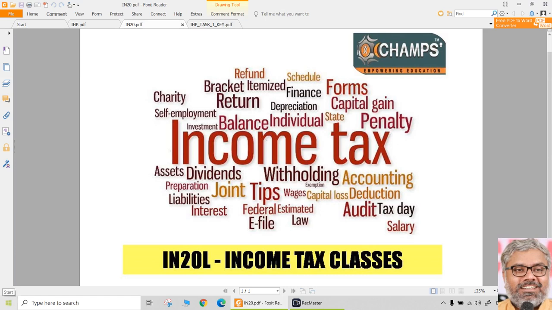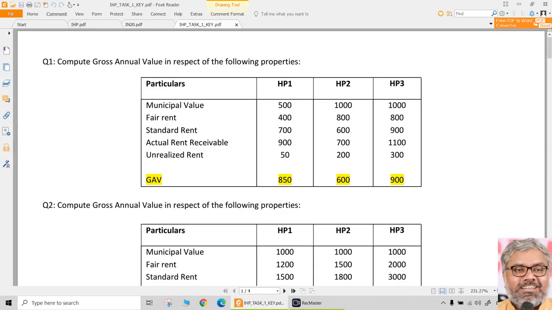As far as the topics of this chapter, this head of income, are concerned, only two things remain. One is the deemed ownership, second one is co-ownership. But before going to them, let us quickly go through the answers for the task that has been given to you, which is there in front of you now, where in each case, particularly related to question number 1, we need to find out the gross annual value of the property. So how to do that?